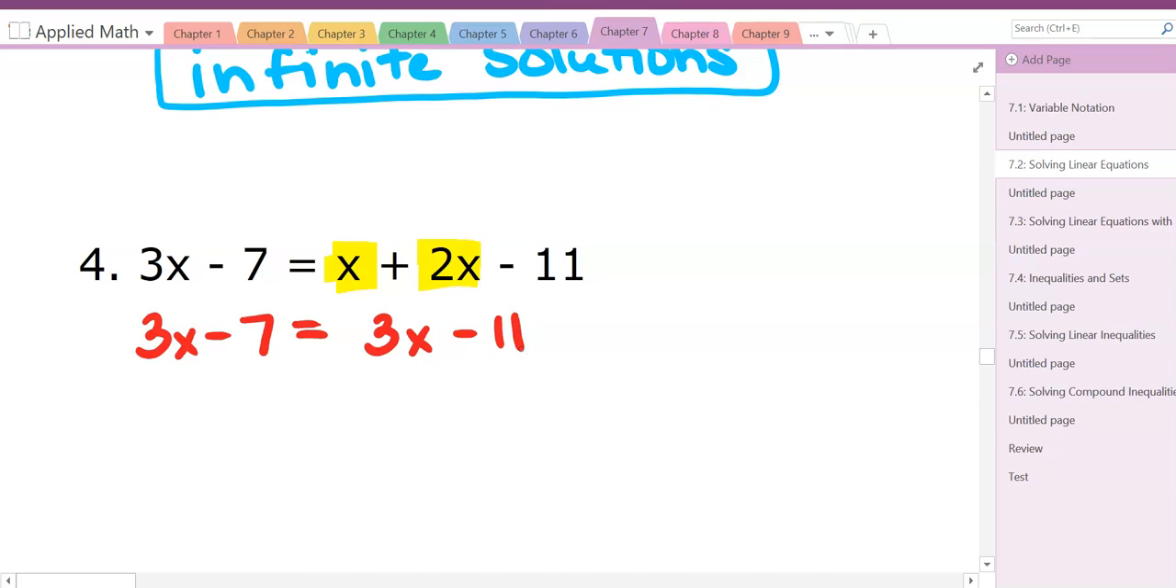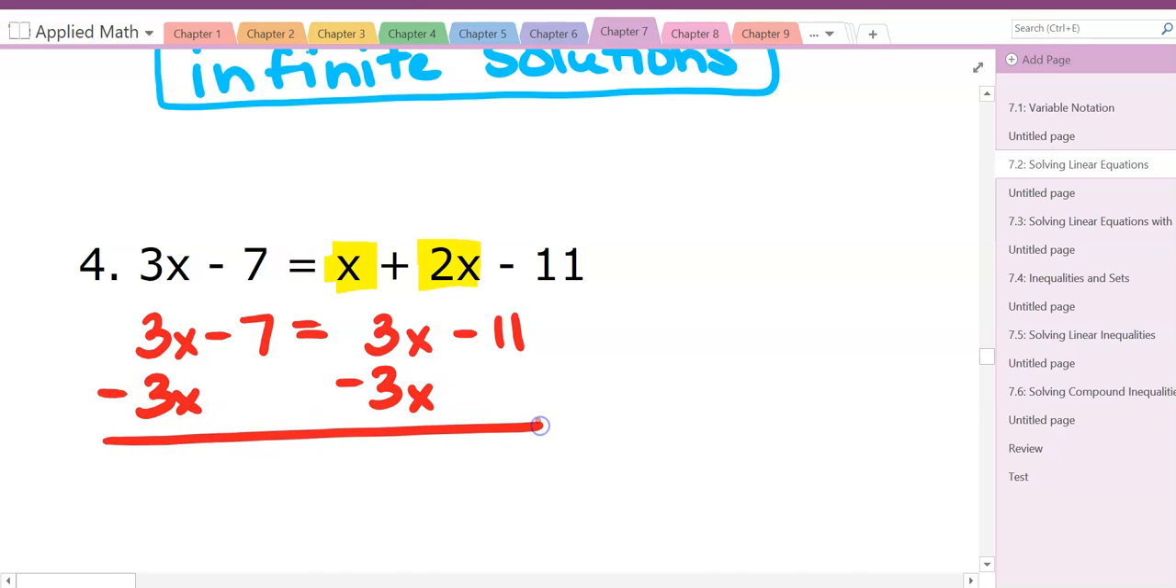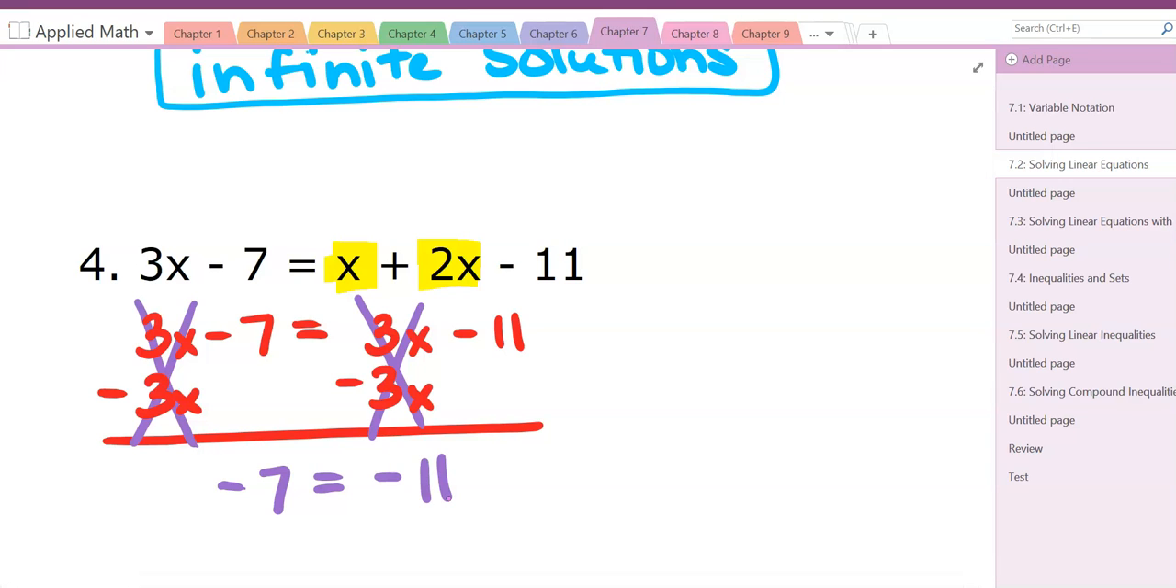What's going to happen on this one? What's the same on both sides for this one? The 3x. So if I try to subtract 3x, let's just see what happens here. They're gone on both sides because it's 3x minus 3x, which is a 0. But this time I have negative 7 equals negative 11. Is that true or false? That's false. Those two numbers are not the same. Negative 7 is not the same thing as negative 11. Okay, so these are not equal to each other. This would be the situation then where there's no solution.